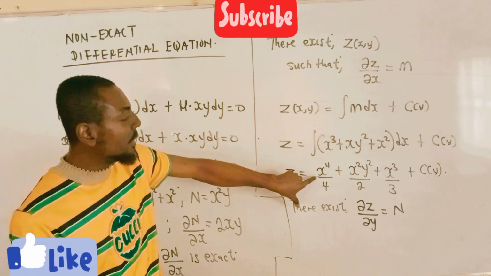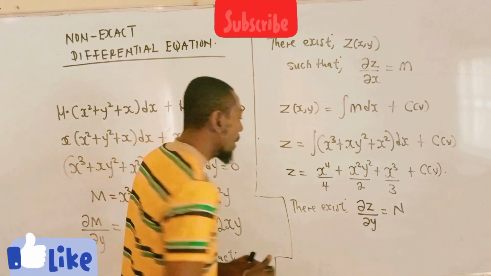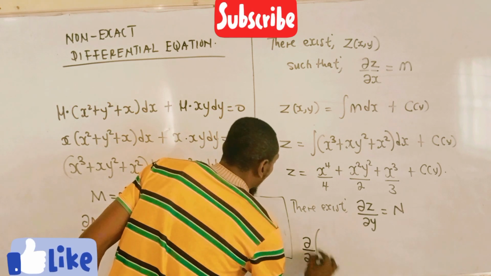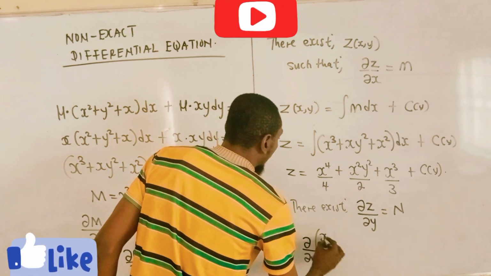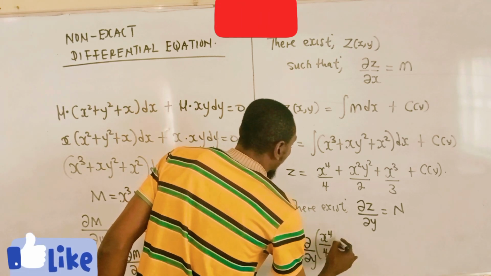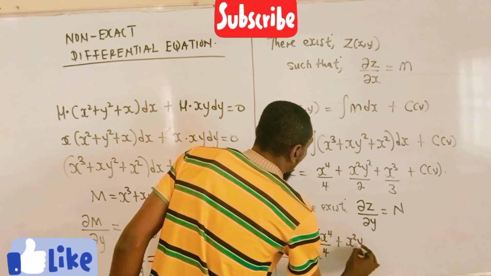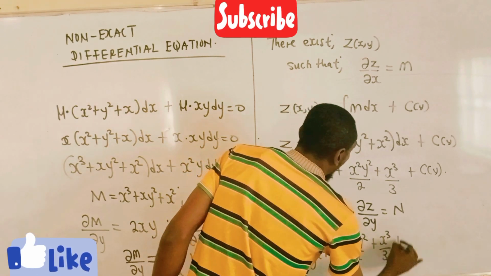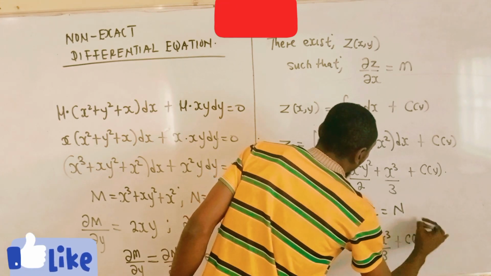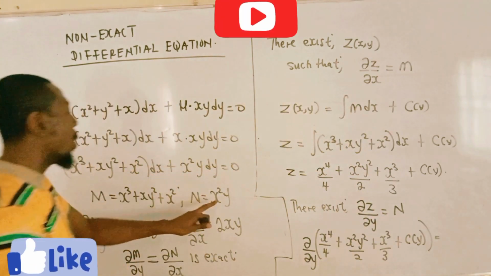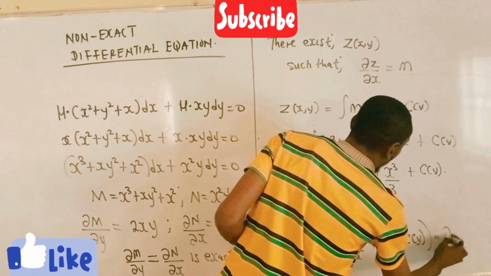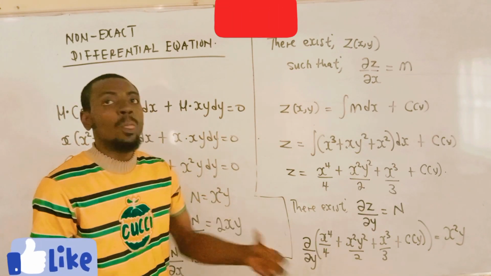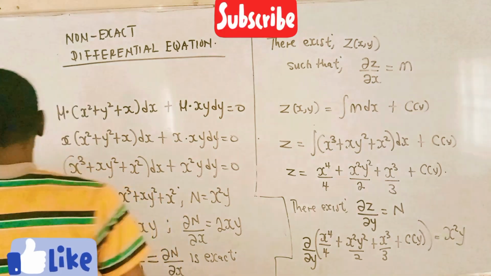Meanwhile, what we are now differentiating here is this particular function, so that I have the partial differentiation with respect to y of the value of z there: x raised to the power 4 over 4 plus x raised to the power 2y squared over 2 plus x raised to the power 3 over 3 plus c of y equal to N. And of course, N is equal to x squared y. Okay? So we're going to differentiate this function now with respect to y alone.